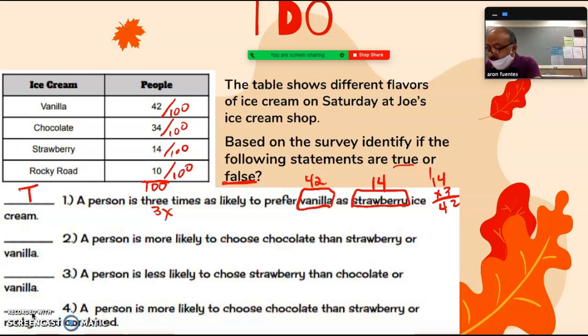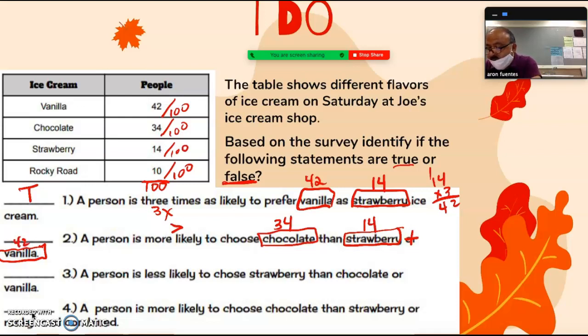Second statement, a person is more likely to choose chocolate than strawberry or vanilla. So or means plus. Strawberry or vanilla combined. So let's see how many select chocolate: 34. So more likely, it would mean that chocolate would have to be greater than strawberry and vanilla. Strawberry is 14 and vanilla is 42.